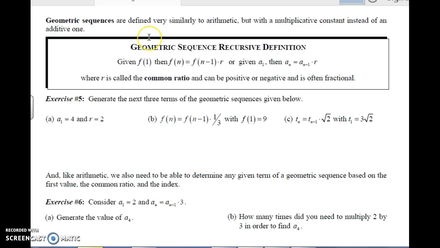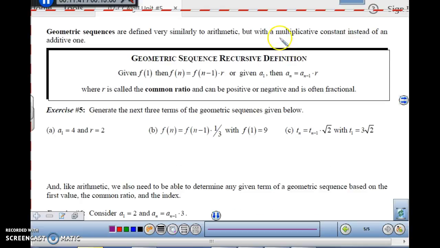Geometric sequences are defined very similar to arithmetic, but with a multiplicative constant instead of an additive one. So instead of adding every time, notice here you're going times r. So you may see it either way, times r. R is called the common ratio because you are multiplying by the same thing every time.